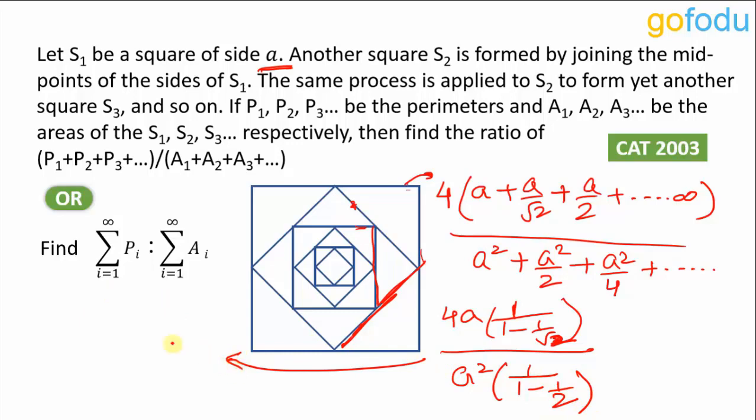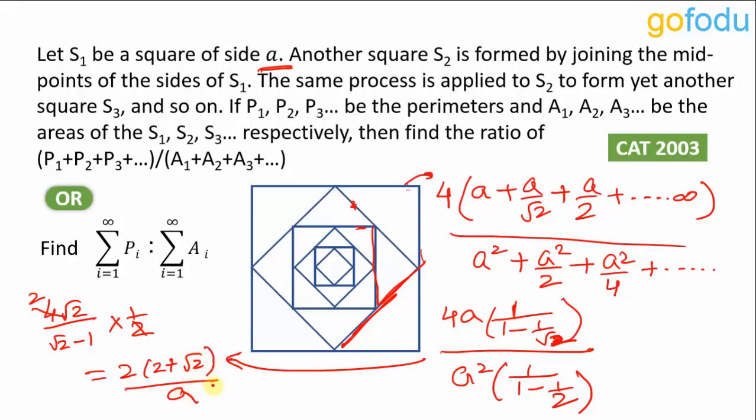And this will come out to be 4 root 2 upon root 2 minus 1, into 1 by 2. 4 will get cancelled by 2, and we can rationalize root 2 minus 1 by multiplying root 2 plus 1 in the numerator as well as denominator. And finally we will get 2 into 2 plus root 2 upon A. Okay, this is the final answer.